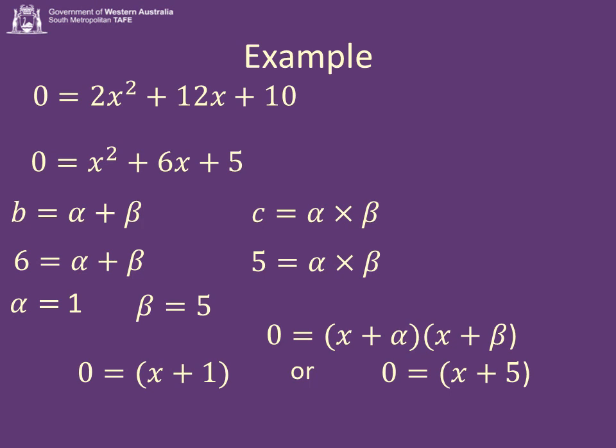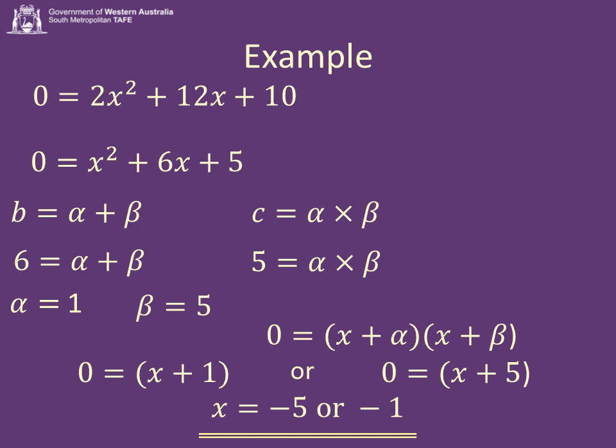Now I know my alpha and beta, I can write those in. So x plus 1, which is alpha, or x plus 5, which is beta, are 0. Which means that x is either minus 5 or minus 1. And I'll underline that because that's my answer.